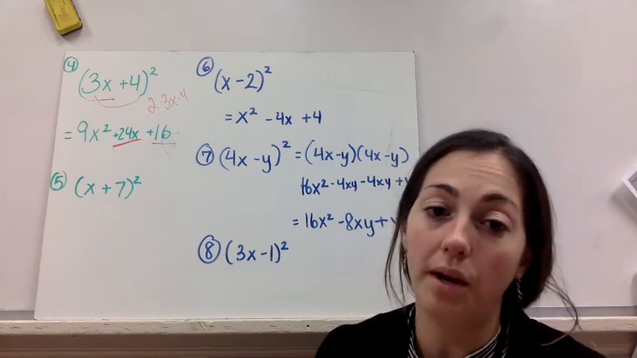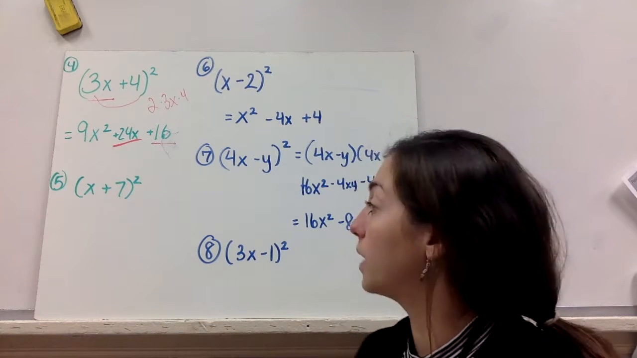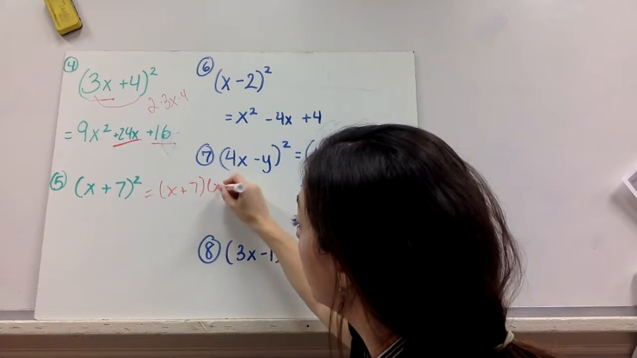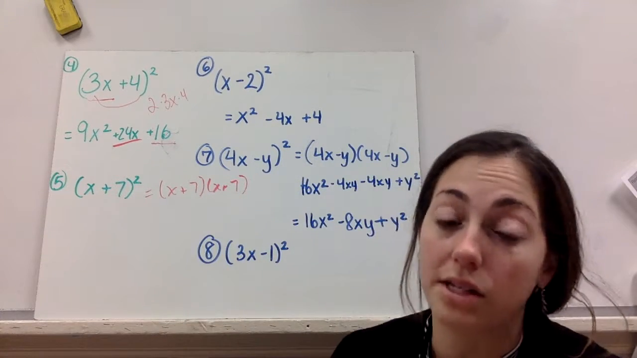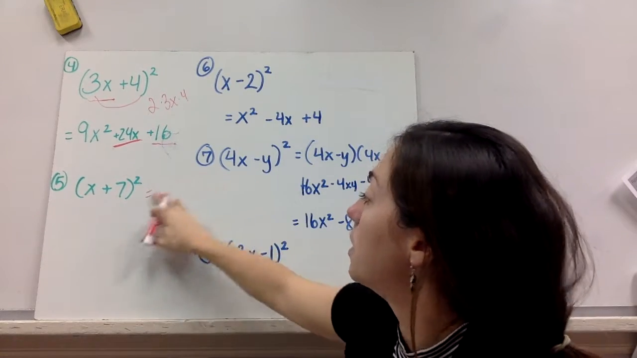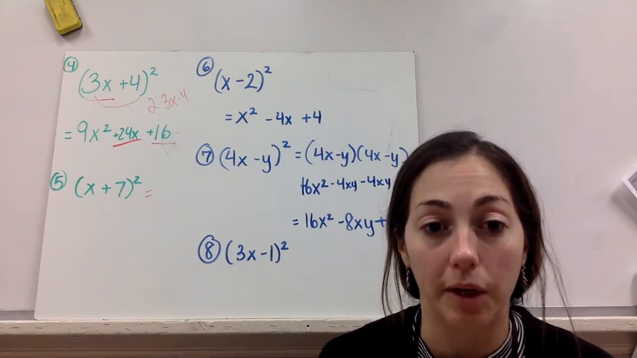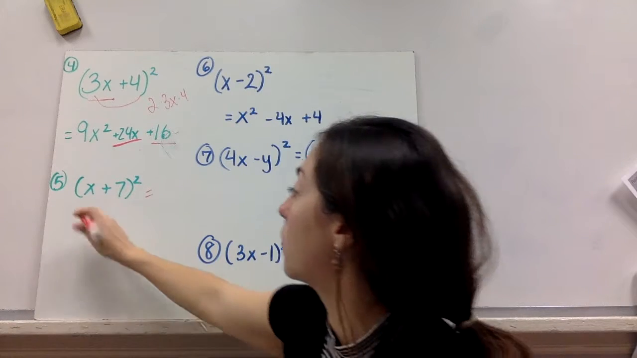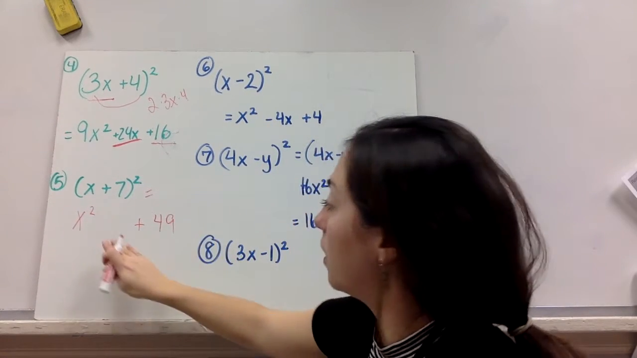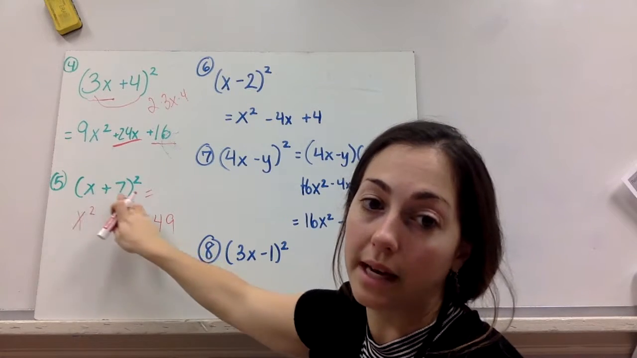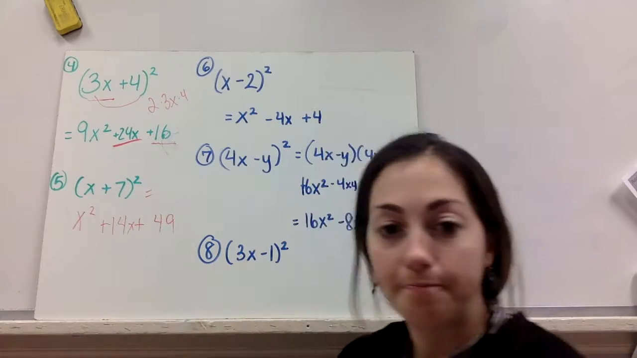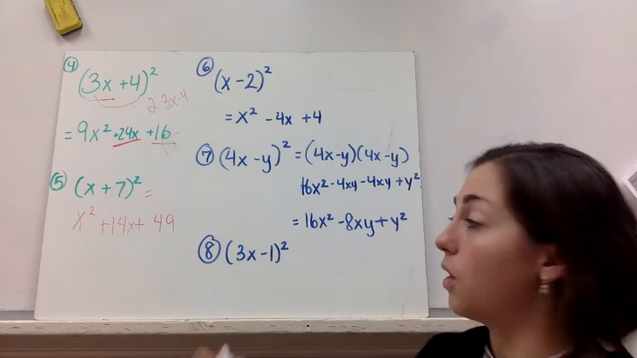Remember, you don't have to do this. You can always FOIL it, make the table, right? Multiply it twice, multiply it out, and do the math. You don't need to do this trick. This only works when you have a square of a binomial. So I have x plus 7 squared, that's x squared and 7 squared. And in the middle, 2 times x times 7, which is 14x. Cool.